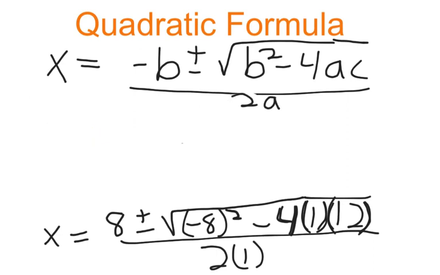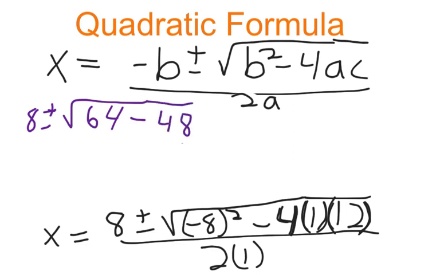So let's simplify that. 8 plus or minus. Ran out of room, so I'm writing it up here. And then square root of negative 8 times negative 8, which is going to give me 64. And then minus 4 times 1 times 12. I do all that multiplication first, and I get 48.